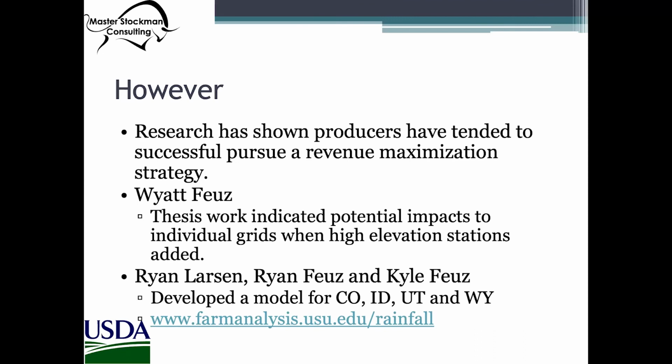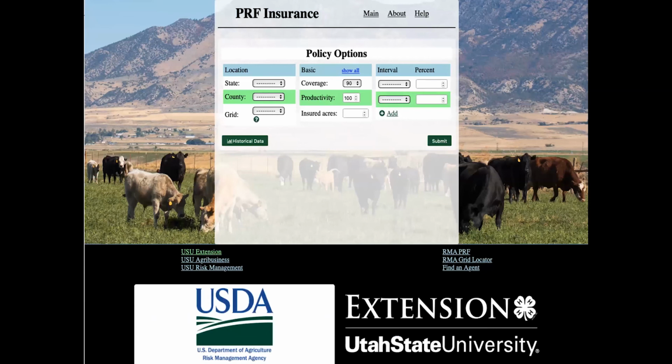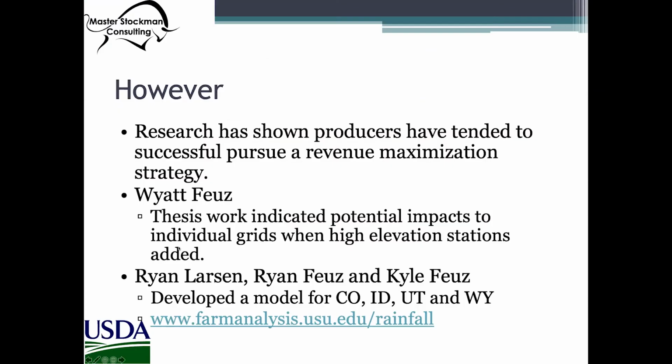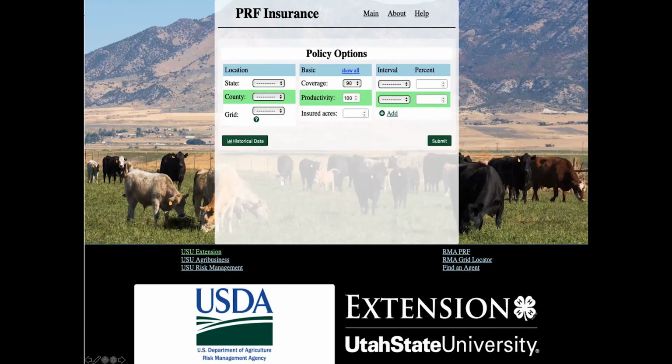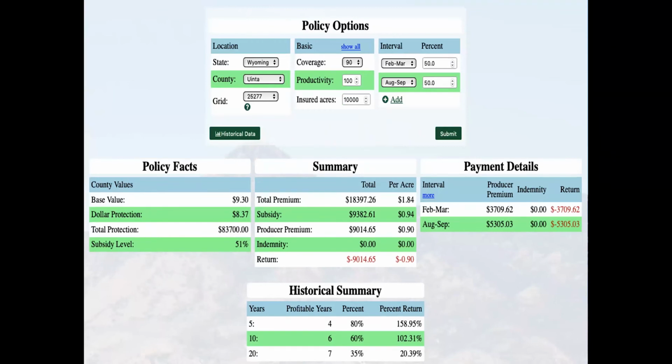It helps you look at potentially using this PRF. So the way the model works is you enter your state, your county, your grid, and the coverage information that you want, and it generates a summary similar to this. So I just entered this one without even looking at the grid or the timing. I just threw these up in this example, but in this example, certainly it shows a $9,000 loss on this. So definitely do not use my strategy.